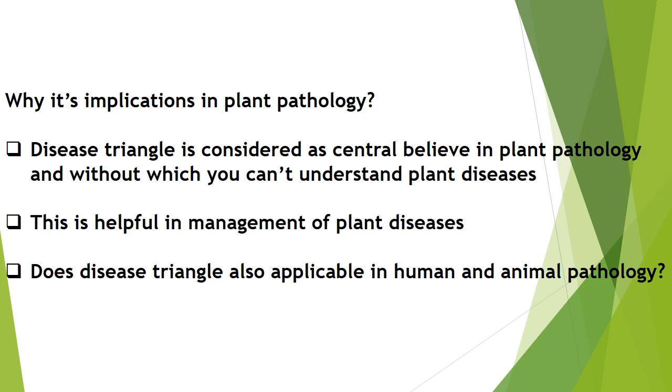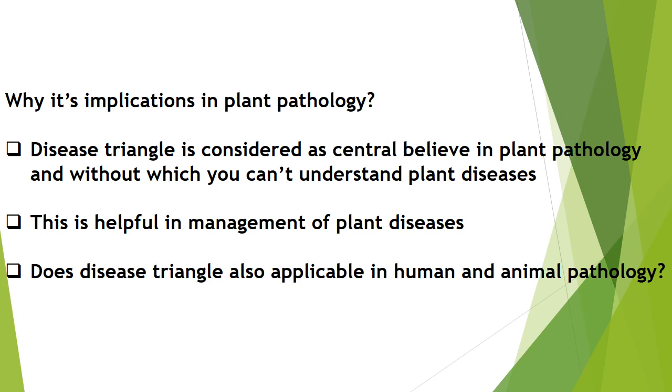For example, as we mentioned earlier, Phytophthora infestans causes disease in a susceptible potato plant when the temperature is low and when there is plenty of water. So if you take away the plenty of water, you can grow a susceptible variety free of Phytophthora infestans infection. So in that context, we can manipulate things if we have a proper idea of the disease triangle.